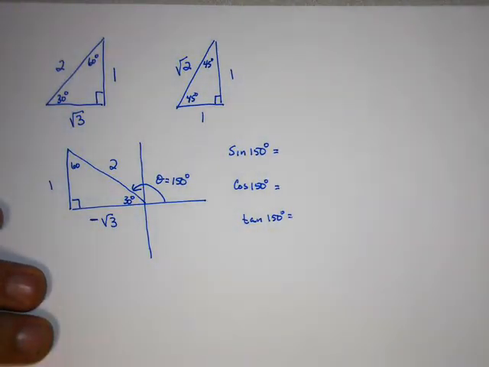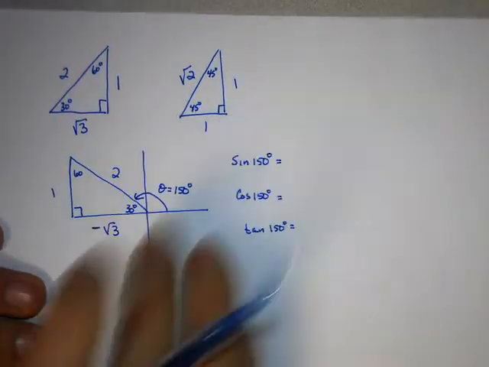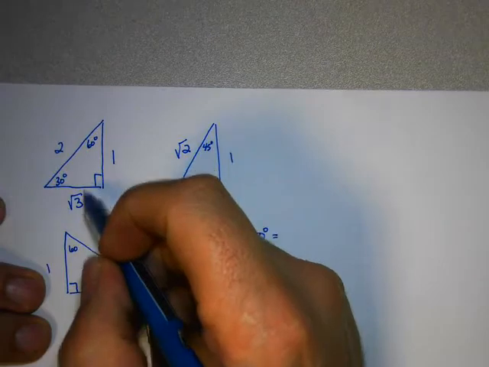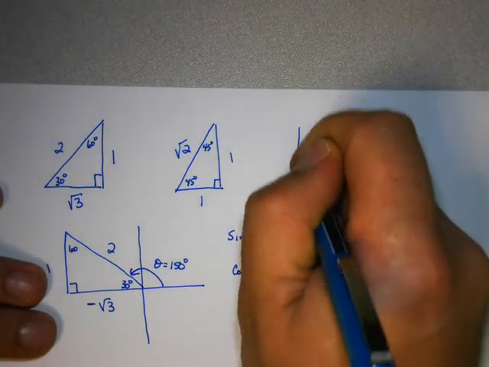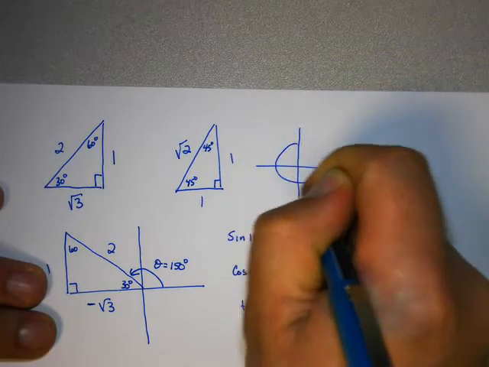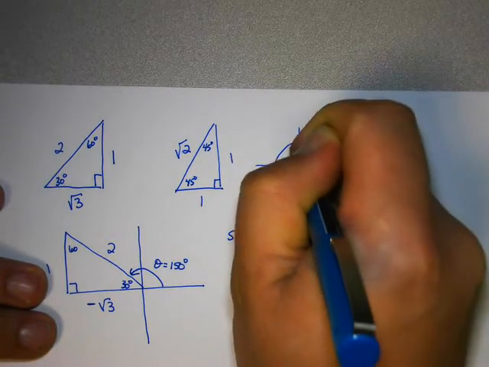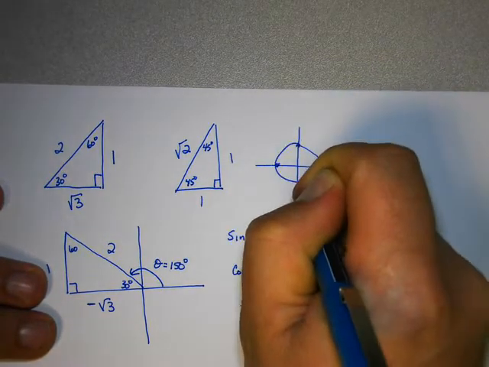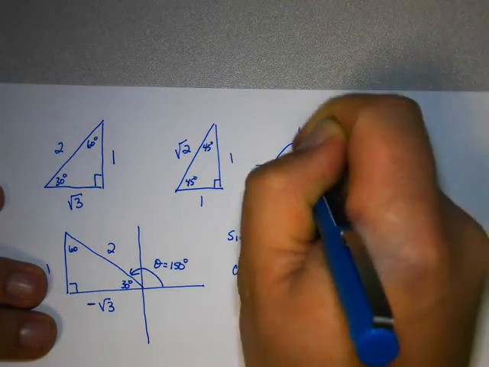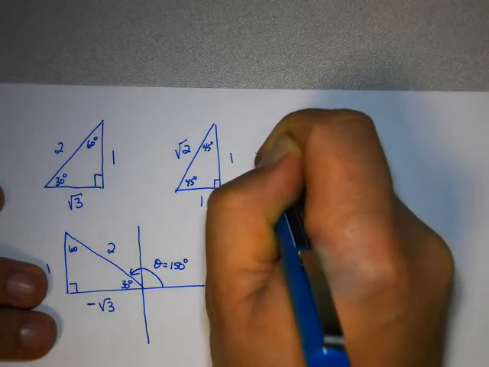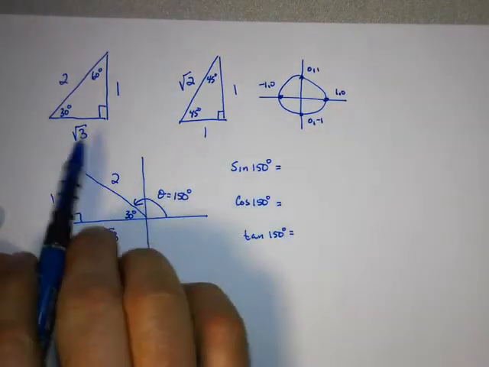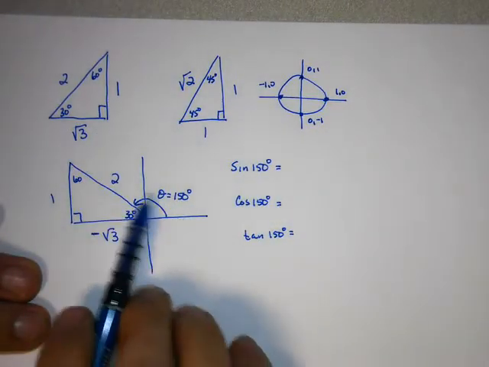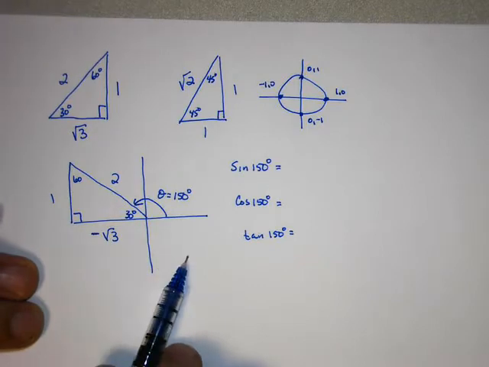So if we say find sine of 150 degrees, cosine of 150 degrees, and tangent of 150 degrees, and we're looking for the exact values. Remember, any exact value is going to be a 30, 60, 90 triangle, a 45, 45, 90 triangle, or our unit circle, which was 1, 0, 0, 1, negative 1, 0, and 0, negative 1. But these triangles can move into different quadrants.